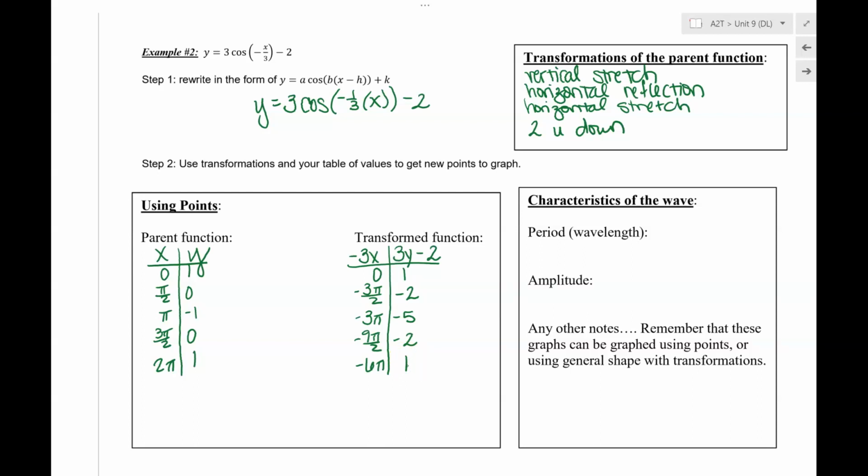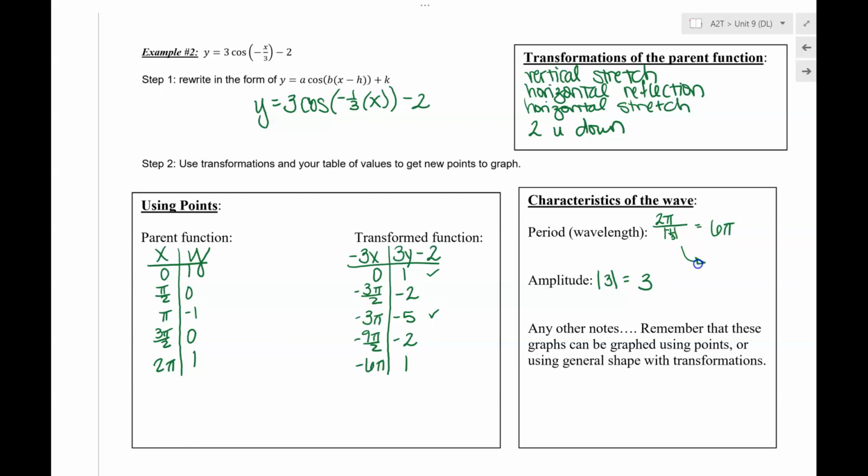Characteristics. Well, the amplitude we know is the absolute value of a, which is 3. We can see that our maximum and minimum are 6 units, tick marks apart. Half of that is 3. Okay, the period of our parent cosine function is 2 pi. We're going to divide that by the absolute value of negative 1/3. So our period here is going to be 6 pi.